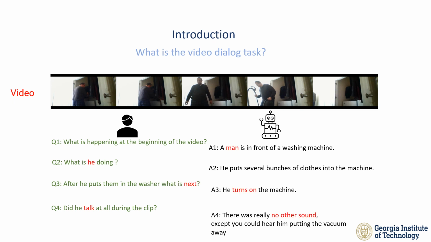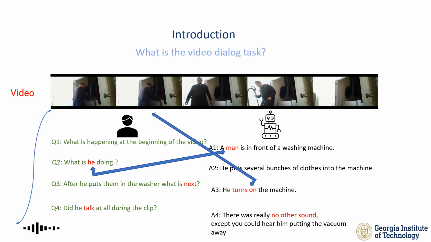From this example, we can see that for the AI agent to be able to provide an accurate answer for the second question, the agent has to acknowledge that the pronoun he refers to the man mentioned in the previous utterance. And to answer the third question correctly, the agent has to identify the action turns on the machine from the visual features in the video. And for the final question, the agent has to extract the audio information from the video to decide if the man talked in the video or not.